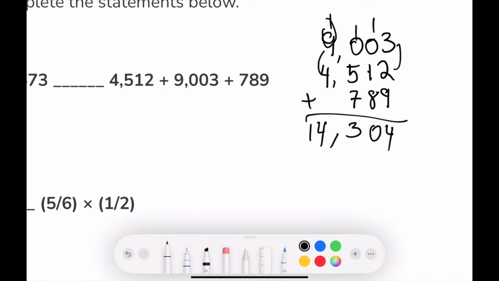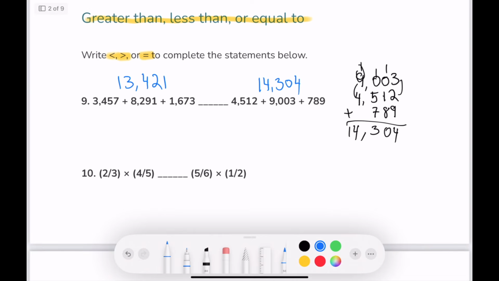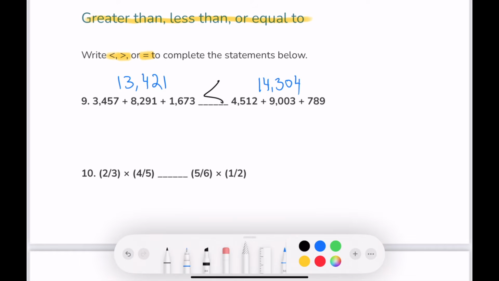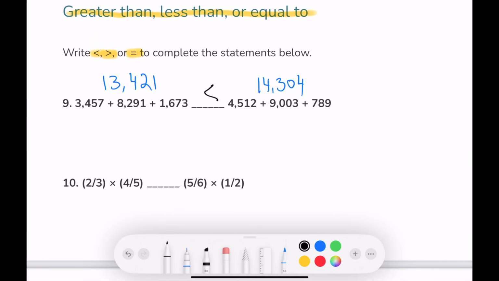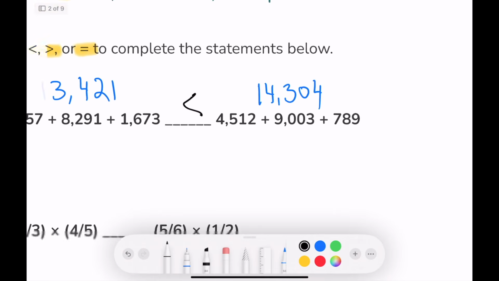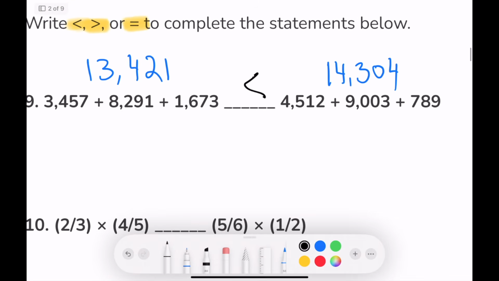That makes 14,300. 14,304. So, which one's larger? I'm going to have to go with 14,304. So remember, we always put the open mouth, as we oftentimes will teach our students, like a hungry alligator, the less than sign. All right, so one more time, 13,421 is less than 14,304. Great job so far.